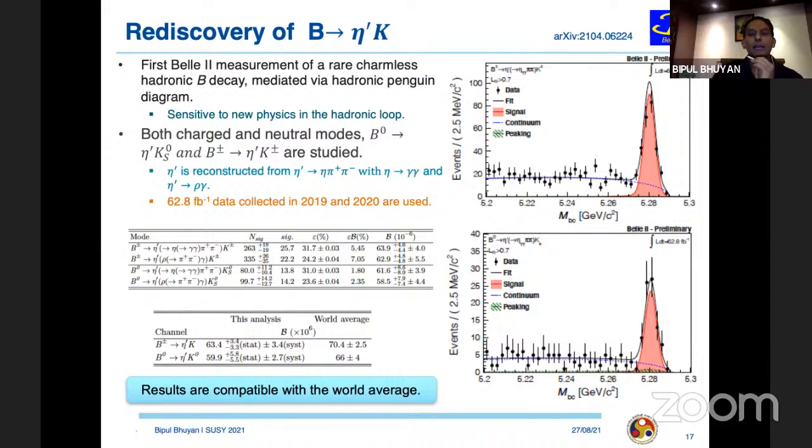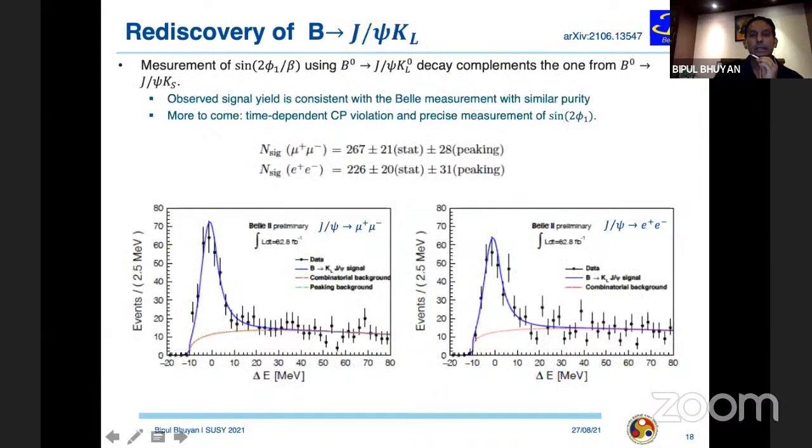Okay, so I'll just highlight this particular analysis coming from Belle II, and then I think I'll move on to the conclusion. There's another study looking at B to eta prime K here. Again, you can see that from Belle II the results are consistent with the world average at this time. But this is something that we'll be looking forward to doing with a larger data set.